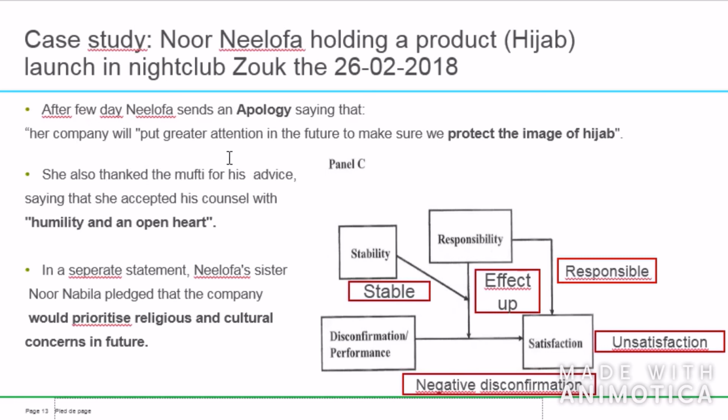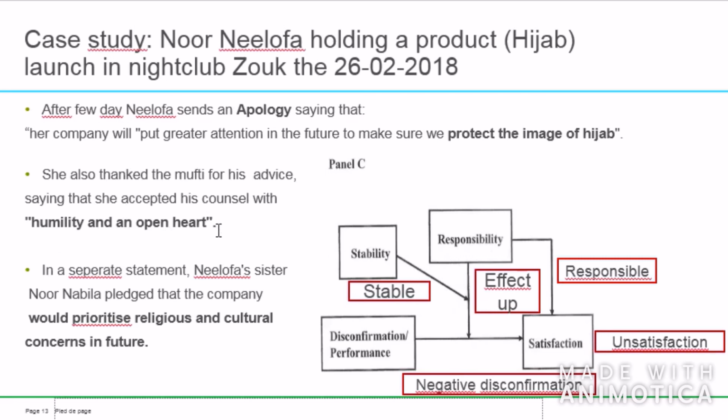After a few days, Nilofa sends an apology to say her company will put greater attention in the future to make sure they protect the image of hijab. So actually this happened after she got a message from the Mufti of Kuala Lumpur saying that the image of the hijab should always be protected, and also asking the customers not to say bad things to Nilofa. It's not a Muslim behavior. So she said that she accepts with humility and an open heart the counseling of the Mufti.